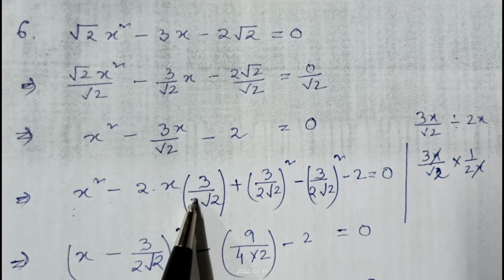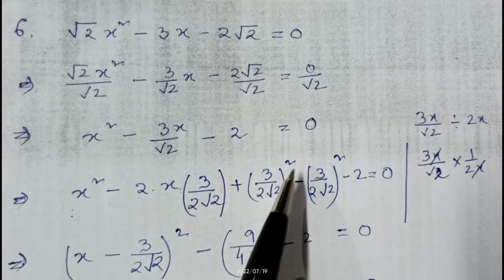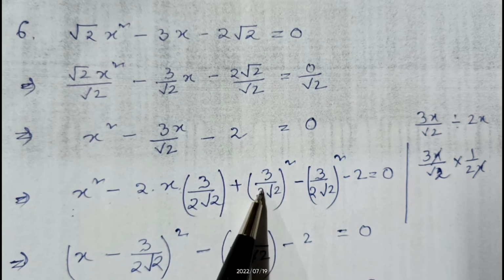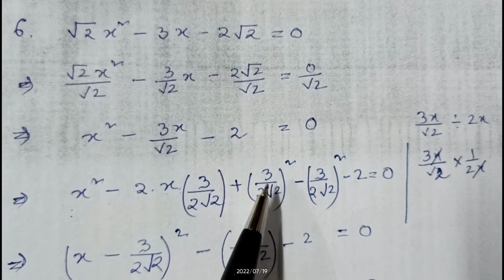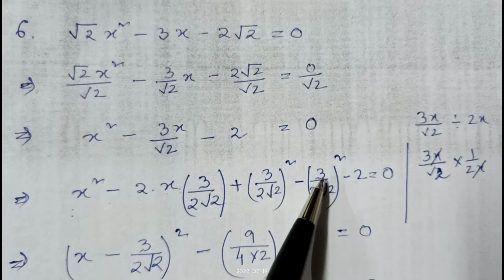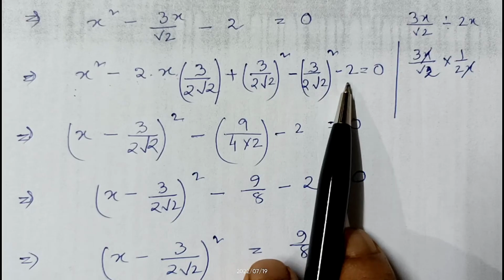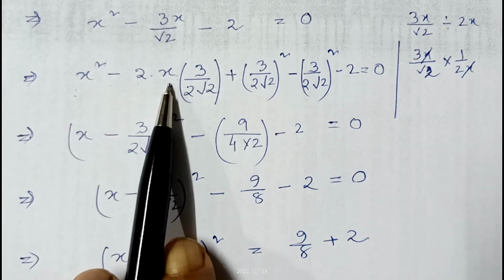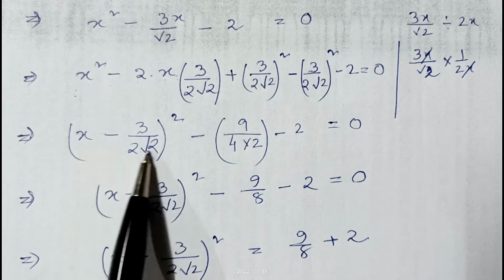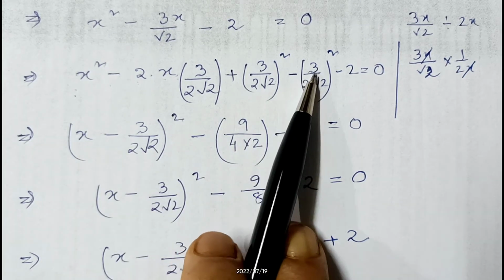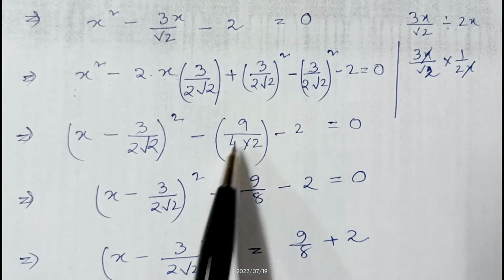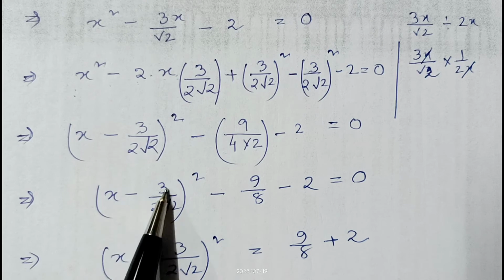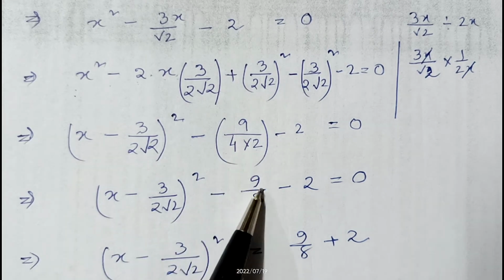Since b is 3 by 2 root 2, b square will be (3 by 2 root 2) whole square. So we got a square minus twice ab plus b square. This term we have written extra, it was not there. So we have to write minus (3 by 2 root 2) whole square minus 2 equals to 0. Now if I combine the first three terms, a square minus twice ab plus b square, it will be (a minus b) whole square, minus 3 square is 9, 2 square is 4, root 2 square is 2, minus 2 equals to 0. So it will be (x minus 3 by 2 root 2) whole square minus 9 by 8 minus 2 equals to 0.